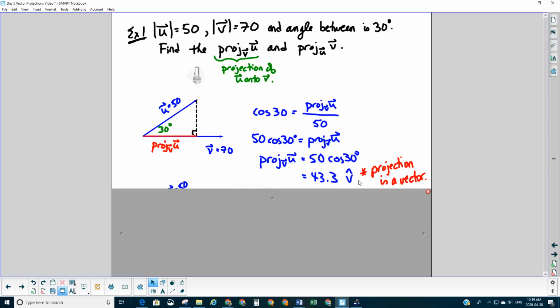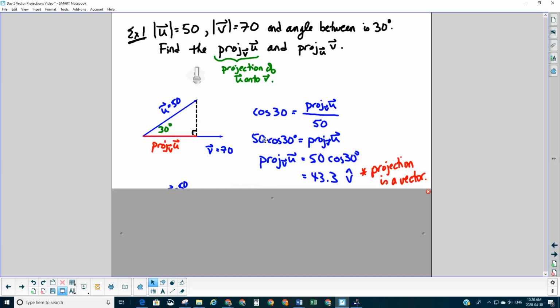And the reason we need this notation is because the projection produces another vector. Okay? So just like u is a vector, v is a vector, projection is also a vector. So I can't just say it's 43.3. I need a direction. So the magnitude is 43.3, but the direction is in the direction of v. And that's why this notation is so handy, because I don't need to worry about describing it and saying, well, it's 30 degrees to this or anything like that. I can just use this notation and say it's in the same direction as v.